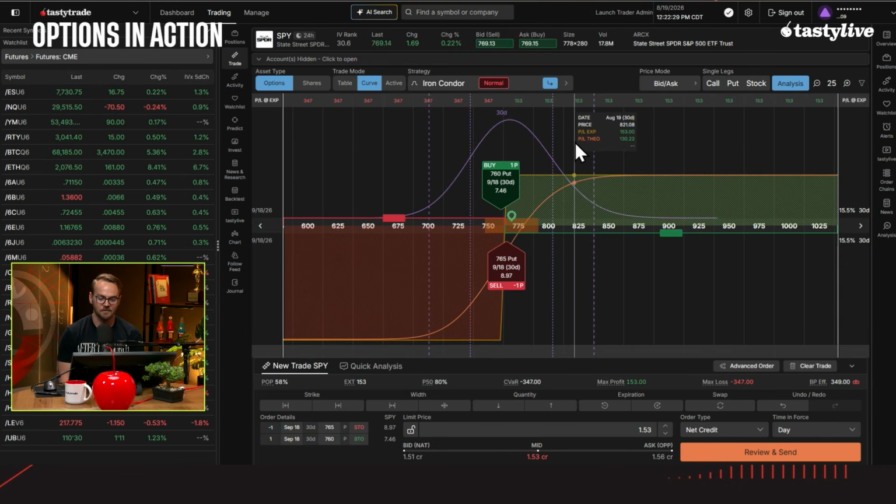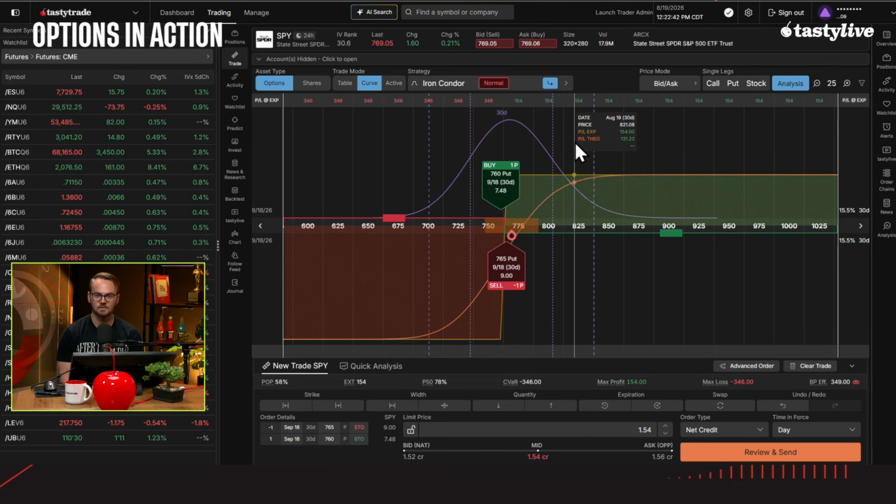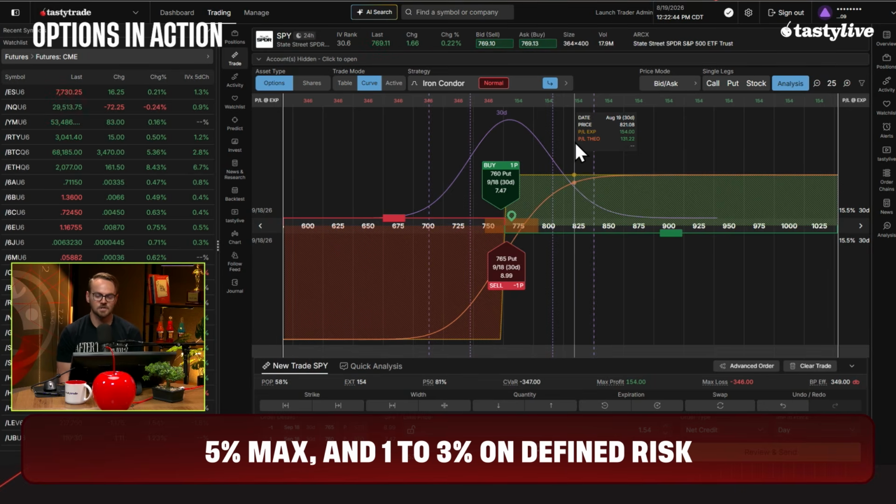So if I have a $10,000 account, I like to say no more than 5% in risk for any position. So I like to get closer to 1 or 3% for defined risk trades. If I have an undefined risk trade that I intend to manage through time and manipulate through time, then sure, I can go up to 5%. So on a $10,000 account, that would be $500. On a $100,000 account, that is $5,000.